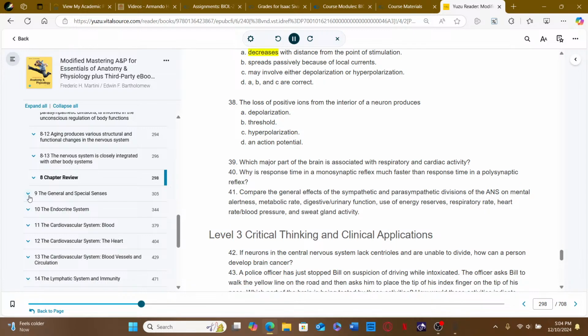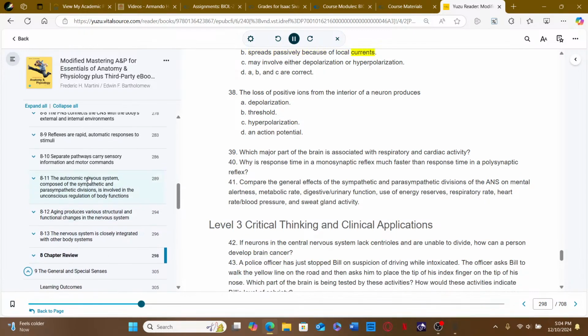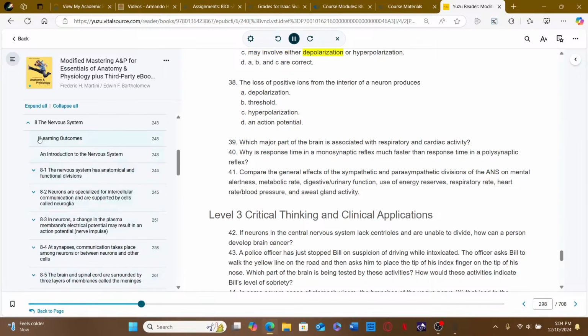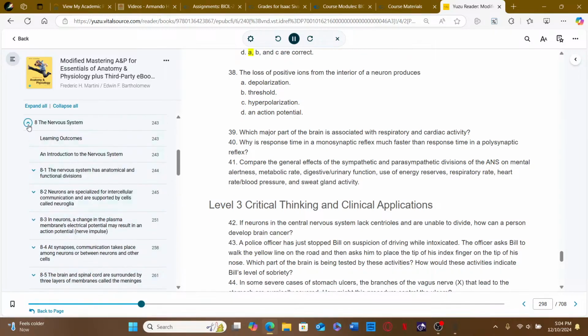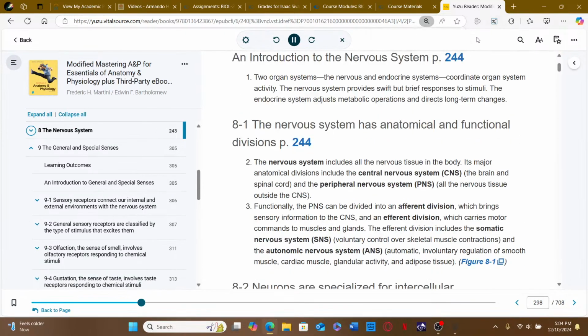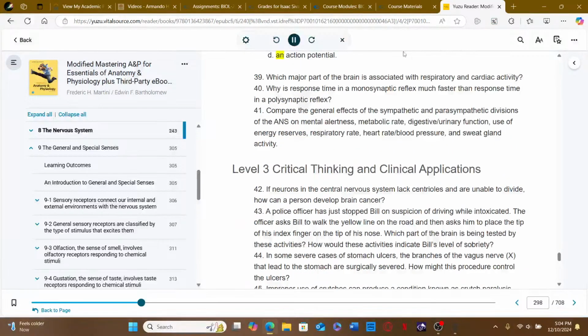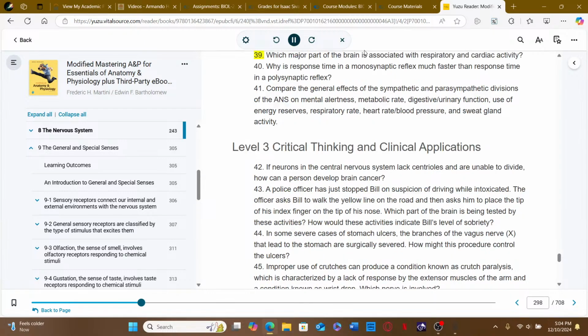37 A graded potential decreases with distance from the point of stimulation. Spreads passively because of local currents. May involve either depolarization or hyperpolarization. A, B, and C are correct. 38 The loss of positive ions from the interior of a neuron produces depolarization. Threshold. Hyperpolarization. An action potential.